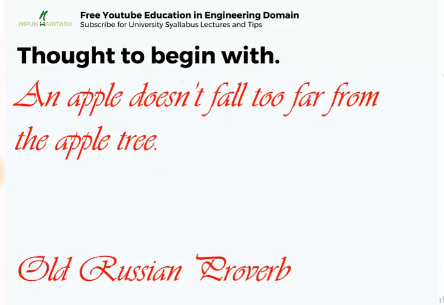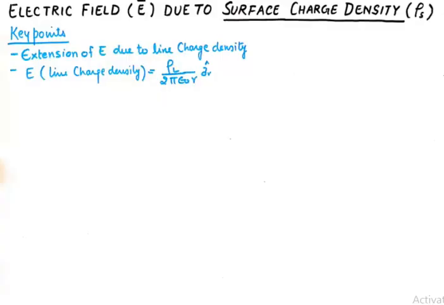Before we can start the discussion of finding the exact value of E, we need to have some key points in hand. The first one is that it's an extension of E due to line charge density. So we know the electric field intensity due to a line, and if we integrate numerous lines or infinite lines, that will make up a surface, and that will be the electric field intensity due to surface charge density. So it's an extension of E due to line charge density.